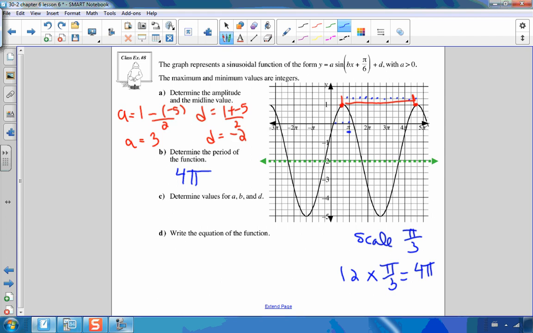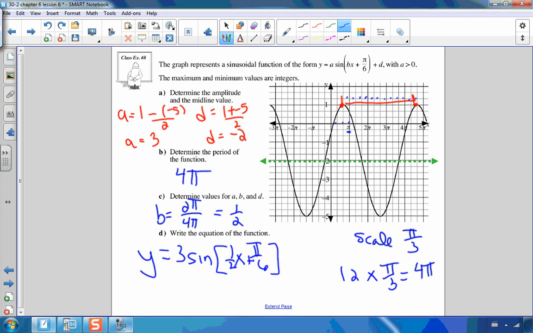Okay, so it says determine the values of A, B, and D. We've already done A and D. Let's do B. Remember, B equals 2 pi on top, over the period 4 pi. My pi's cancel, and I'm left with a half. So I want to write the equation of the function. I'm going to have y equals 3 sine of b times x plus pi over 6, and then all plus d, or in this case minus 2.